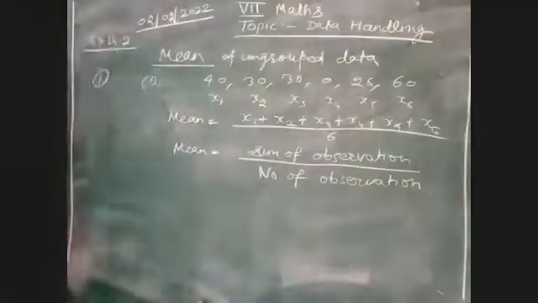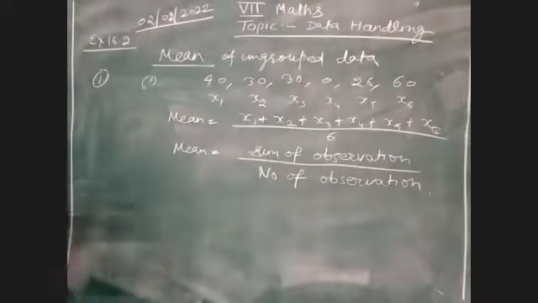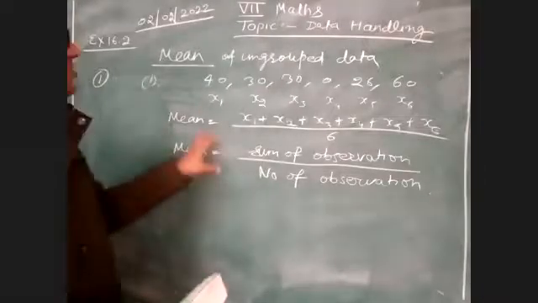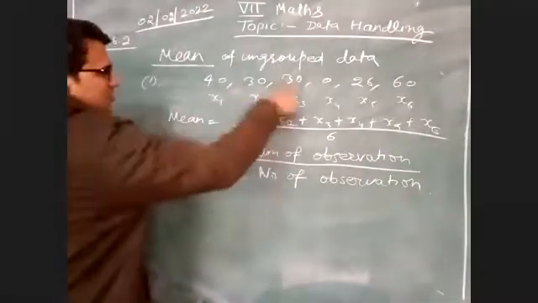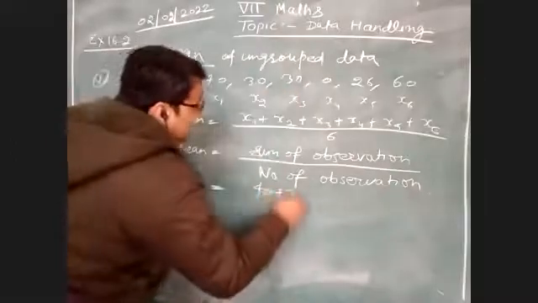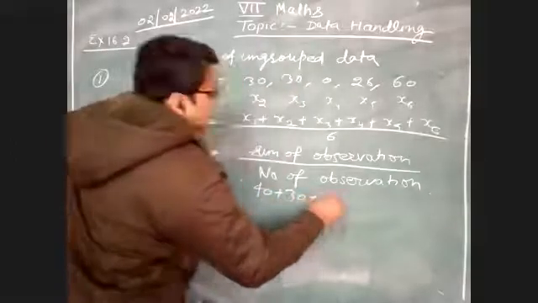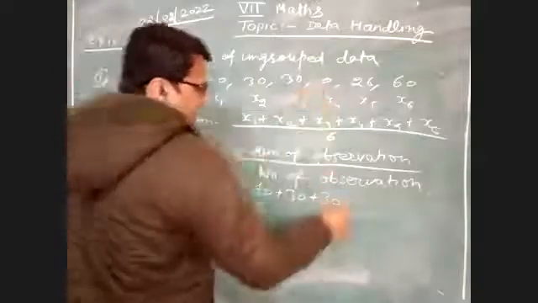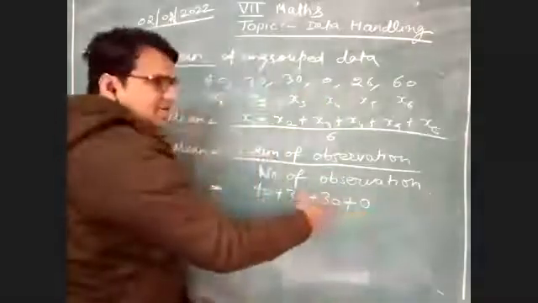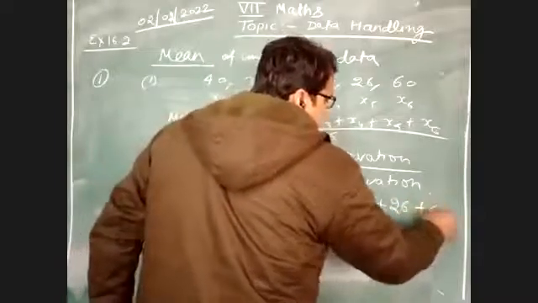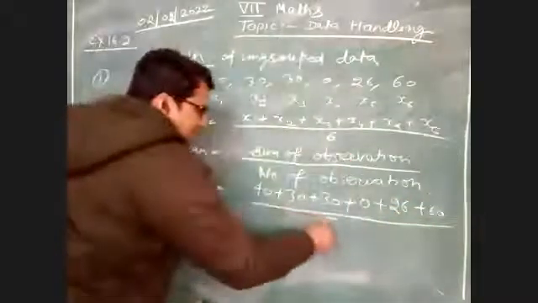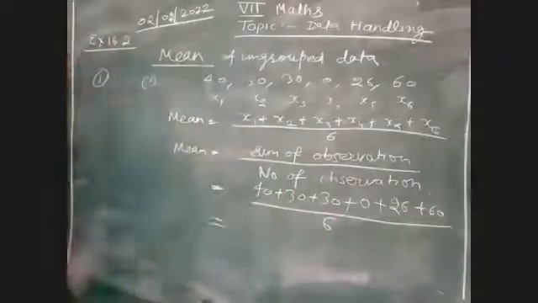Mean is equal to the sum of observations divided by the number of observations. So this is the method to calculate the mean of ungrouped data. In this question, if we add up these observations, these are 40, 30, 30, and the fourth observation is 0. आपको ये ऑब्जर्वेशन भी लिखनी है, चाहे इसमें 0 आपका एडिशन में कोई इफेक्ट करे या ना करे, डिवाइड बाय 6.